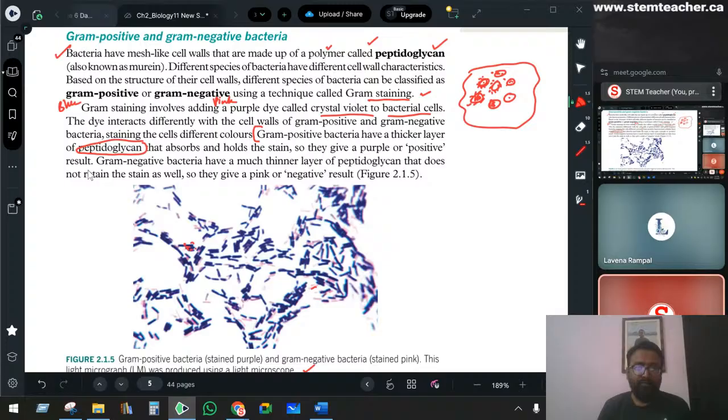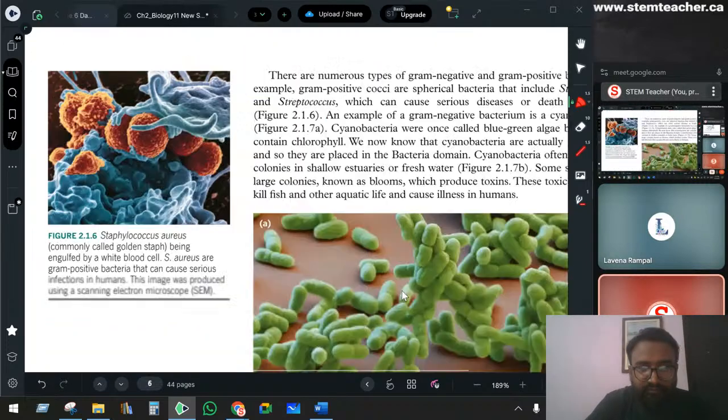Gram positive bacteria hold the stain so that they give a purple color. The gram negative bacteria have a much thinner layer of peptidoglycan, and that does not retain the stain as well. So they give pink or negative result.